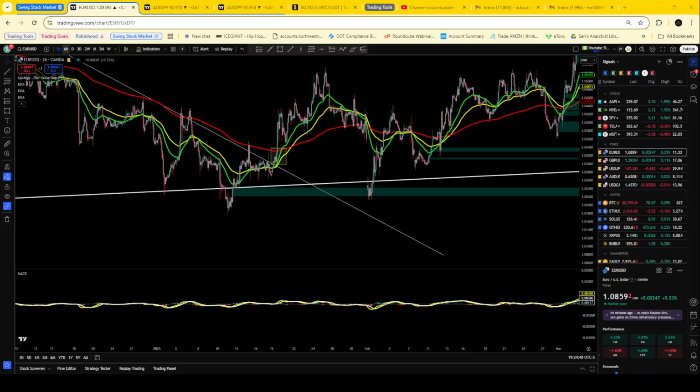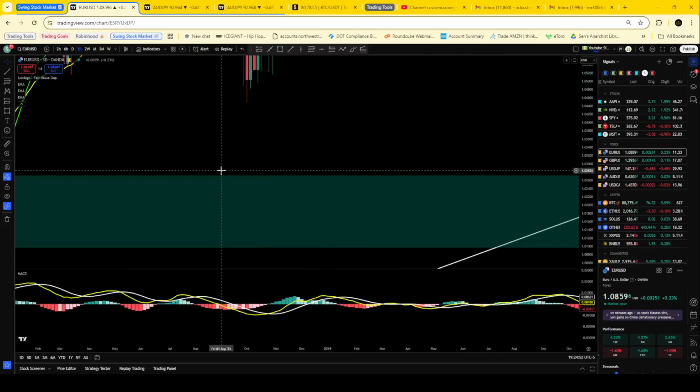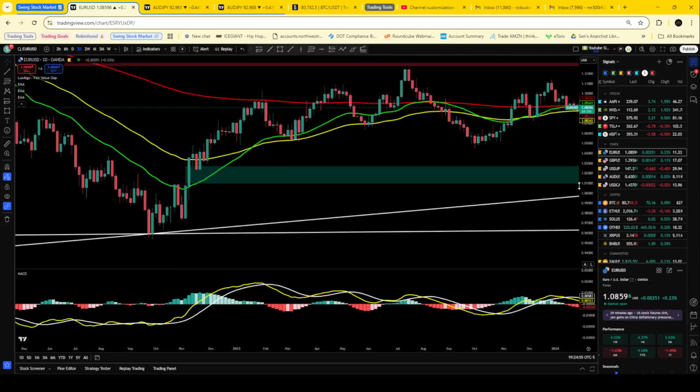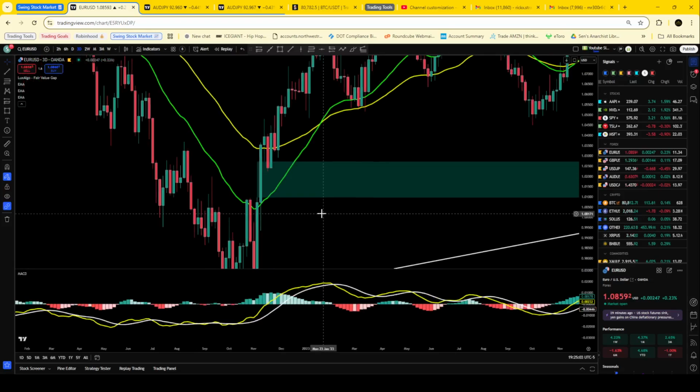Let's talk about fair value gaps and how they work. So, a big push is a fair value gap, if that makes any sense at all.